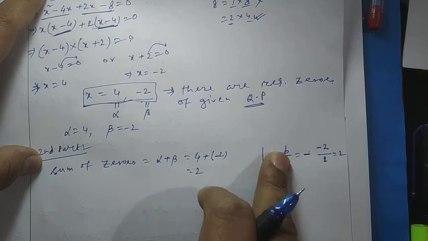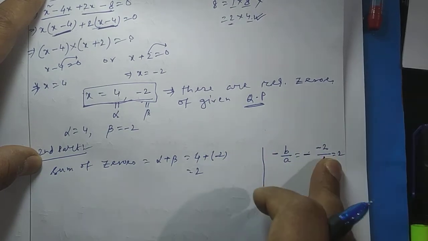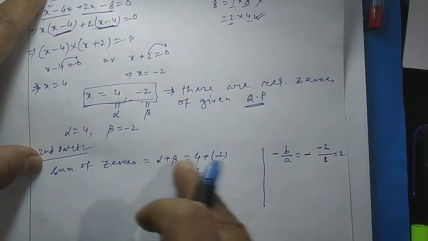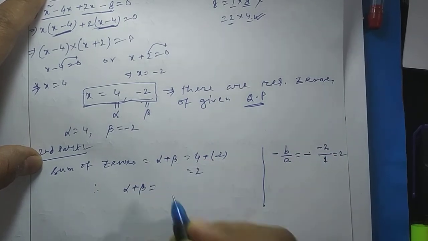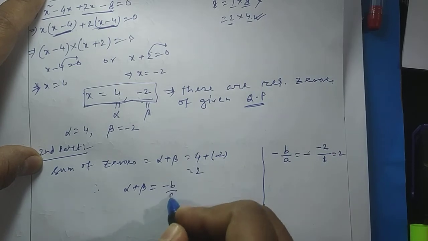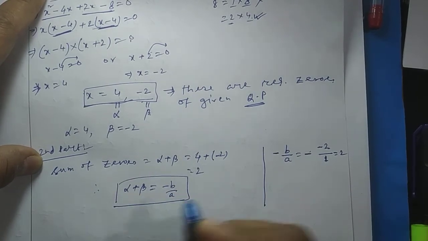Also here minus b by a equal to 2. Now if we compare, then we see both are equal. So you can say from here alpha plus beta equal to minus b by a. The first relation has been verified.